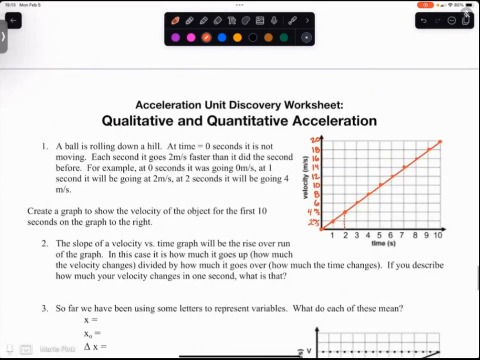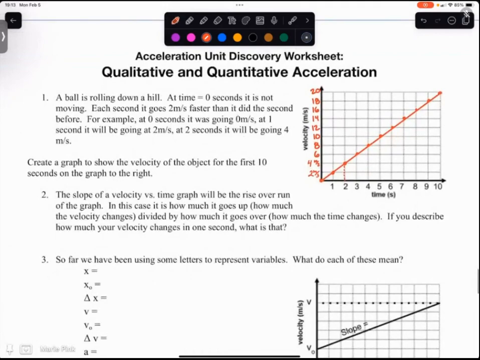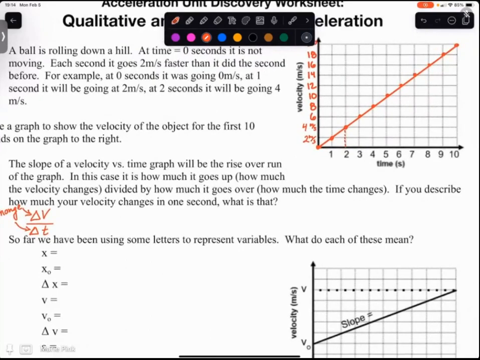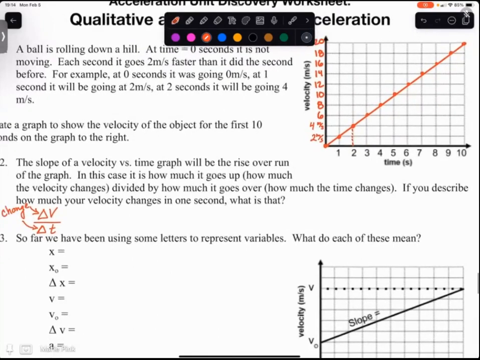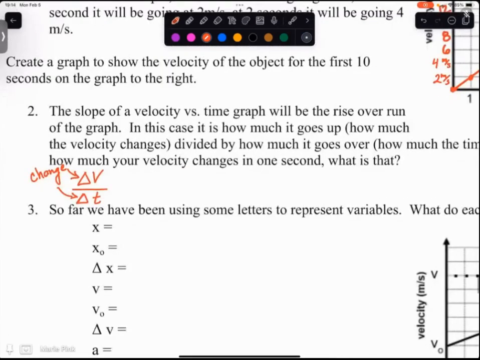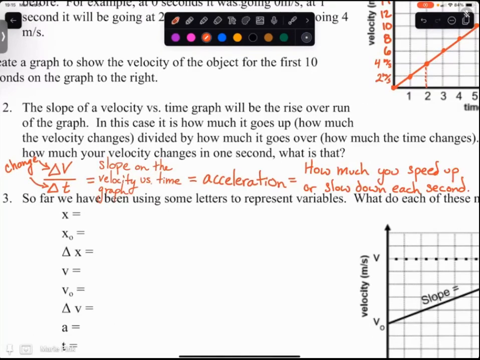So it says the slope of a velocity versus time graph will be the rise over run of the graph. In this case, it is how much it goes up, or how much the velocity changes, divided by how much it goes over, or how much the time changes. So this triangle means change. If you describe how much your velocity changes in 1 second, what is that? Well, in this case, how much our velocity changes each second is your acceleration. So now we have a definition of acceleration.